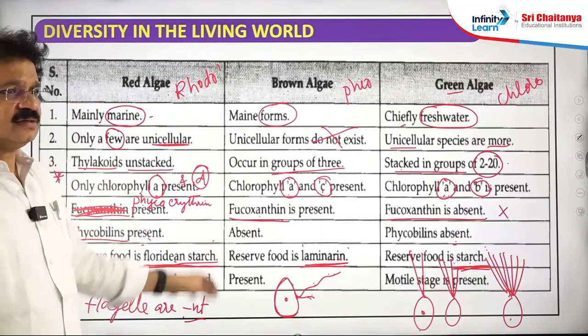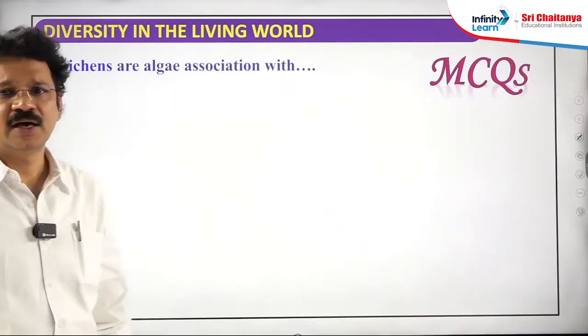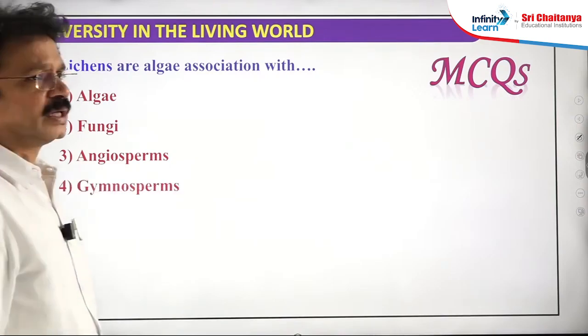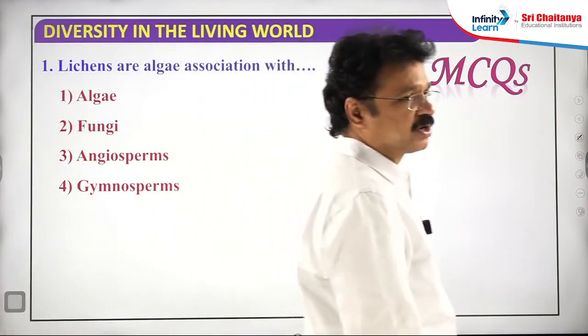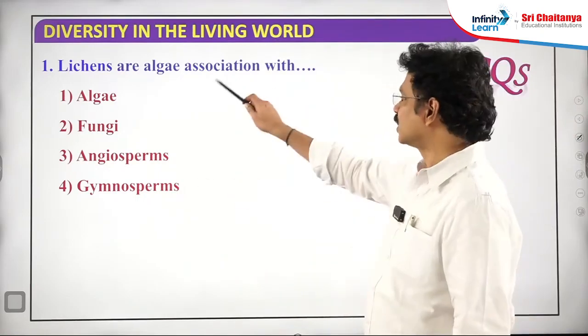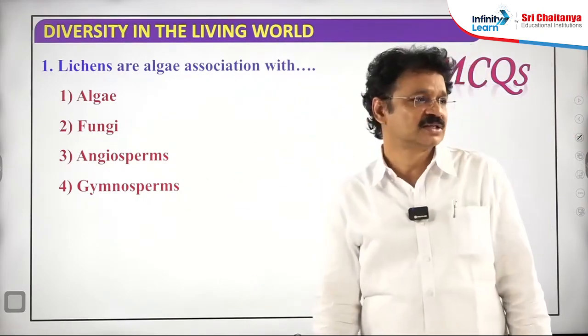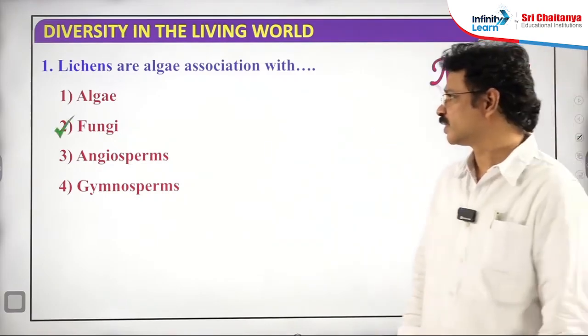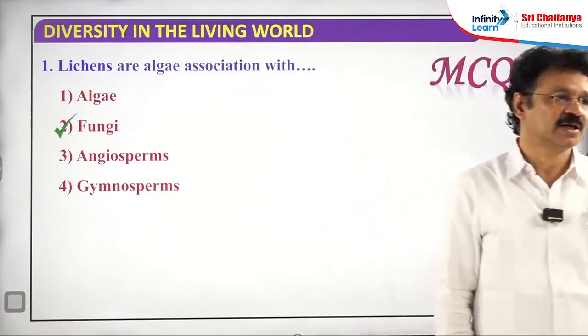Can I change the slide? Try to answer these model questions. Lichens are an association of algae with, and lichen is an example of a symbiotic organism. The symbiotic association is found between algae and what is the second partner? Yes, good, fungi. Right answer, second option, fungi.